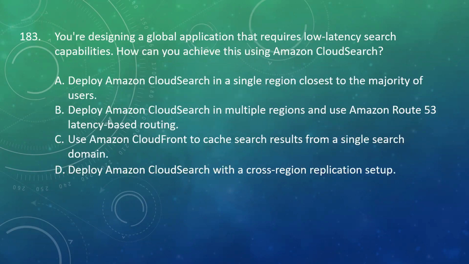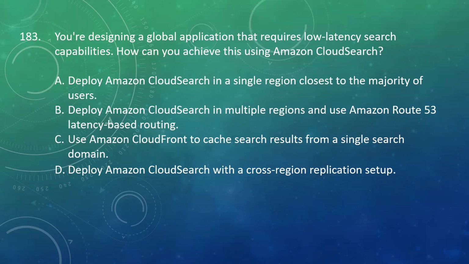Question number 183 of the series. You are designing a global application that requires low latency search capabilities. How can you achieve this using Amazon CloudSearch? Your options are: deploy Amazon CloudSearch in a single region closest to the majority of users, deploy Amazon CloudSearch in multiple regions and use Amazon Route 53 latency-based routing, use Amazon CloudFront to cache search results from a single search domain, deploy Amazon CloudSearch with a cross-region replication setup.